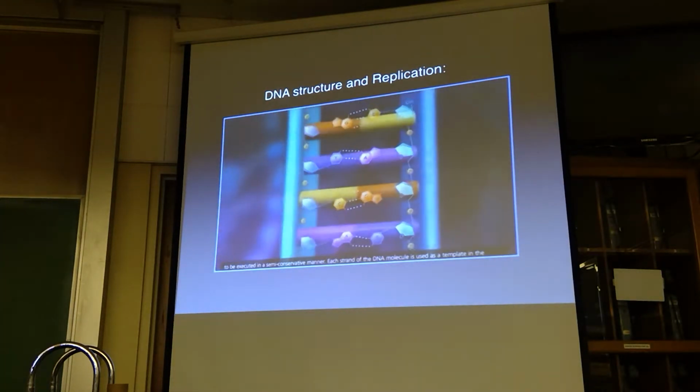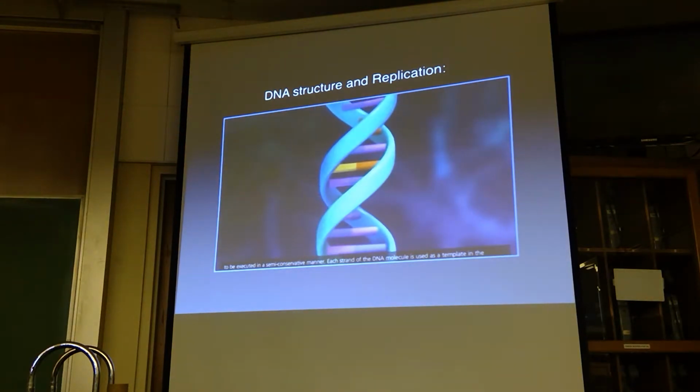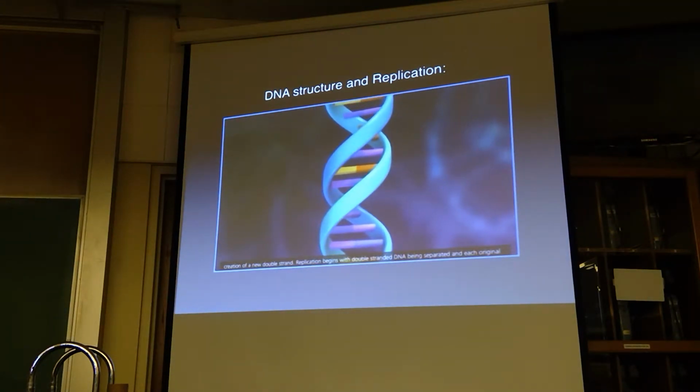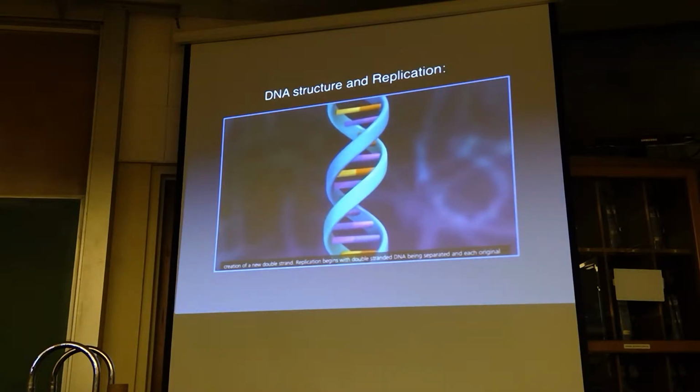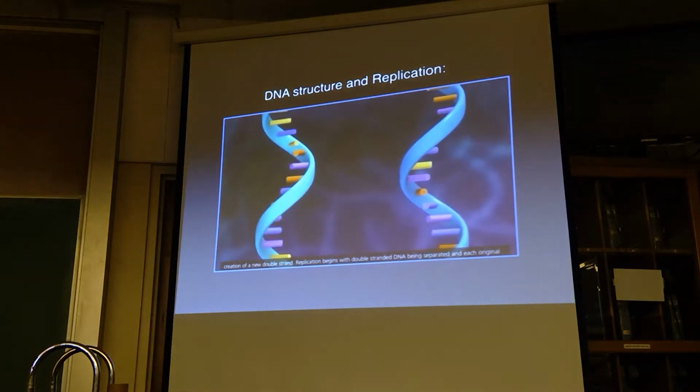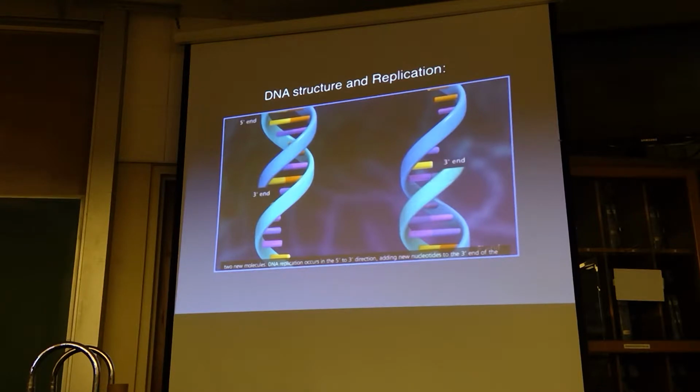Each strand of the DNA molecule is used as a template in the creation of a new double strand. Replication begins with double-stranded DNA being separated, and each original strand, called a parent strand, is used as a template for the complementary base pairing of nucleotides to make 2 new molecules. DNA replication occurs in the 5' to 3' direction, adding new nucleotides to the 3' end of the newly forming strand.